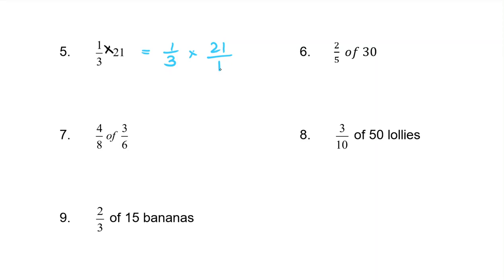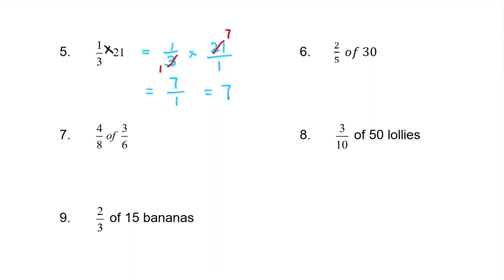So any time that you have a whole number, put it over 1, and then we start checking. 1 and 1, nothing's going to happen there. What about 3 and 21? Yes, divide by 3 to get 1 and 7. Times in the top, 1 times 7 is 7. On the bottom, 1 times 1 is 1, or we could just write our answer as 7.